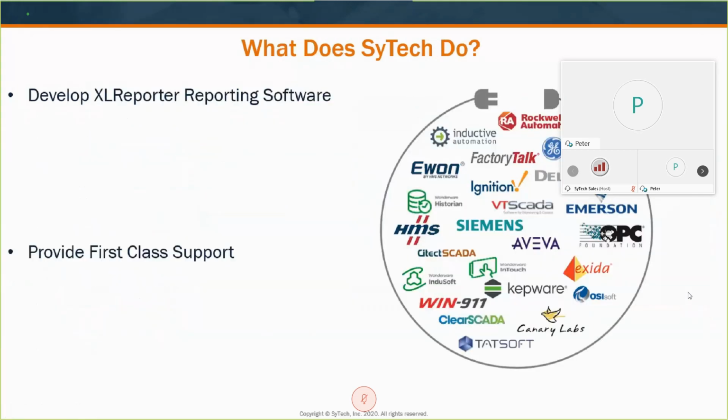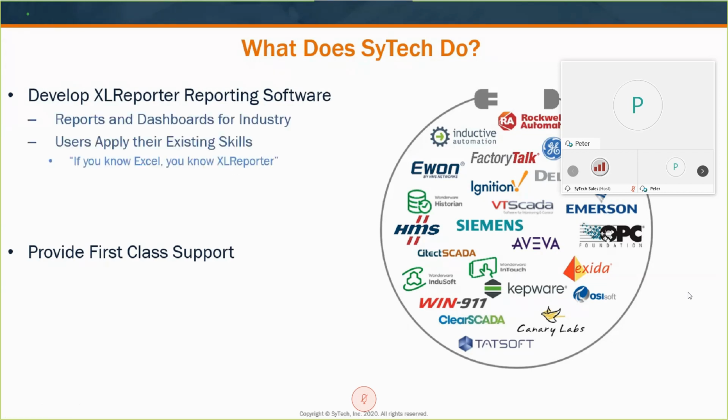So what do we do as a company? Two good things. We produce reporting software, and we provide first-class support. On the reporting software side, we provide reports and dashboards for industry. So the product is made specifically for industrial applications.